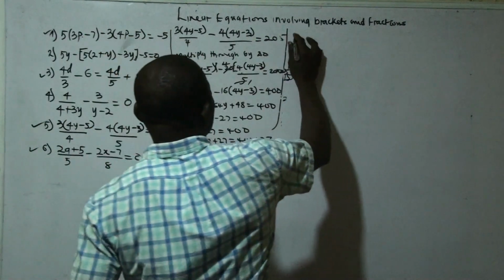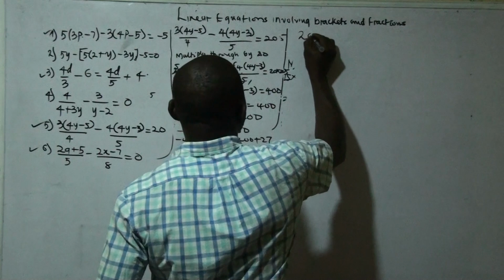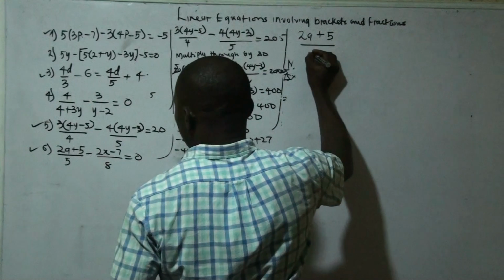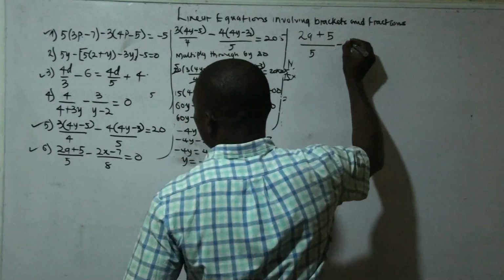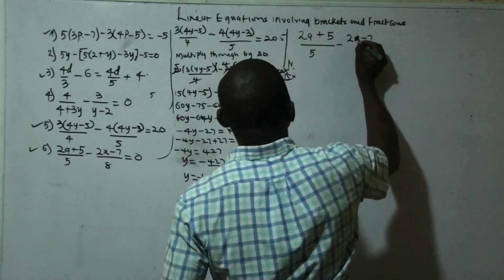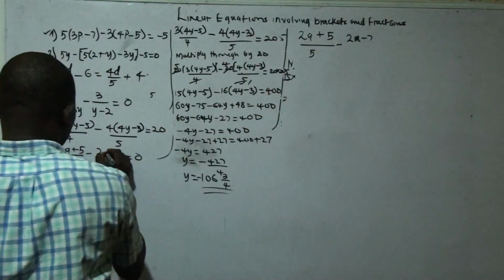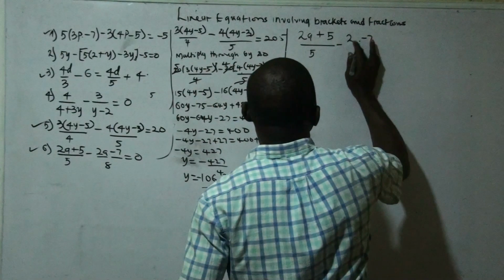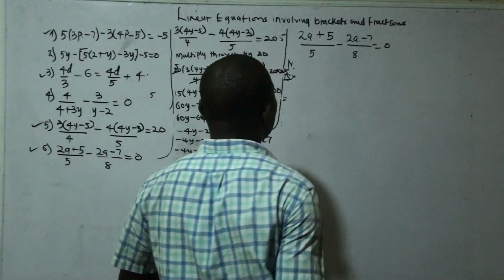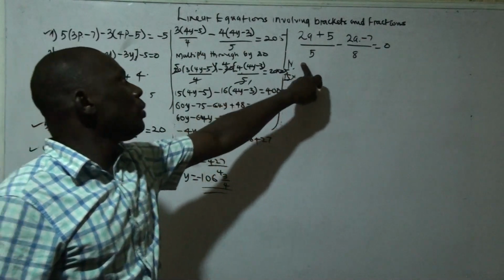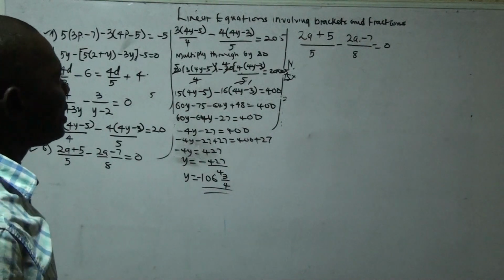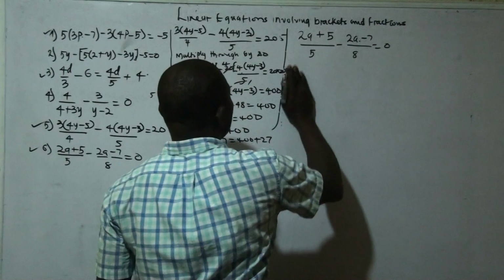Number 6 is 2a plus 5 divided by 5 minus 2a minus 7 all over 8 is equals to 0. We need to clear this fraction first by looking at the LCM of the two denominators, 5 and 8, which is 40. So we multiply through by 40.